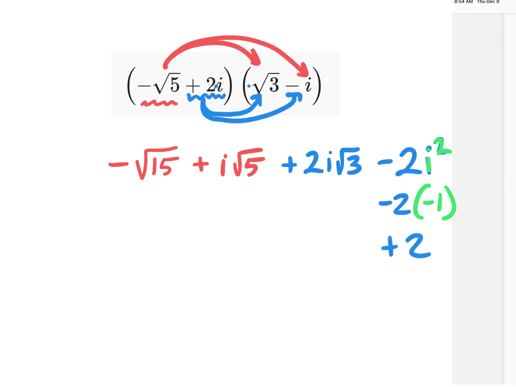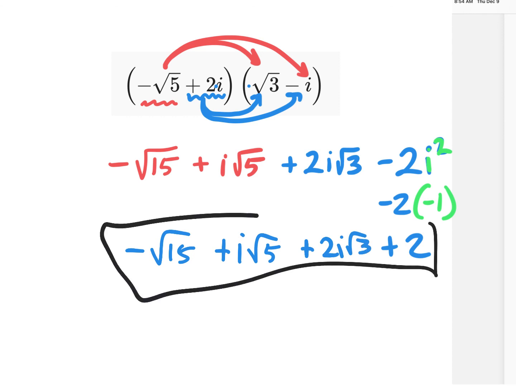So could we combine any of these three radicals? We cannot. They're not like terms. Like if I would have had the square root of 5 and then plus the square root of 5, yes, I'd be able to do that. But these are completely different radicals. You got the square root of 15, square root of 5, square root of 3. They're all different. So that's technically your entire answer, right? Negative square root of 15 plus i square root of 5 plus 2i square root of 3. That is your answer right there.